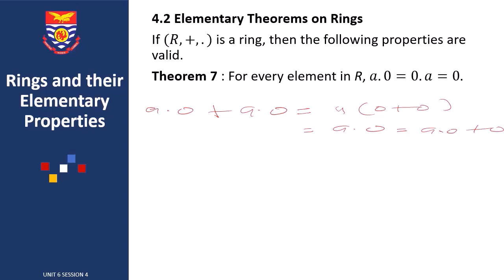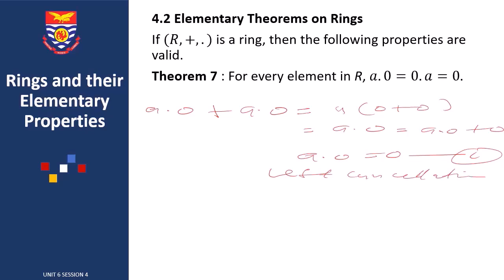We can actually use it to do something interesting. So therefore, what can we say? You can say that a dot 0 is actually 0. And you agree with me? And that is what we call equation 1. That's the left cancellation law. You see, very interesting.